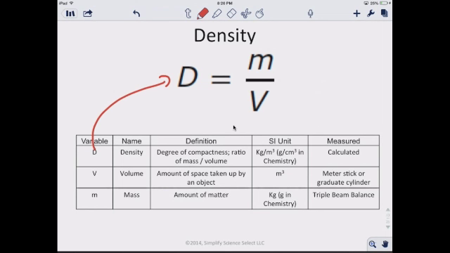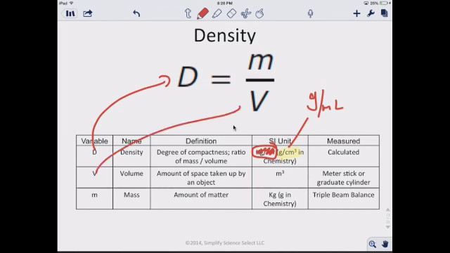The official SI unit for it is kilograms per cubic meter, but we don't use that in chemistry because we like to deal with small things. So the unit that we use for density is grams per cubic centimeter. But really, we can also write this, remember, as grams per milliliter, and that really means the same thing.